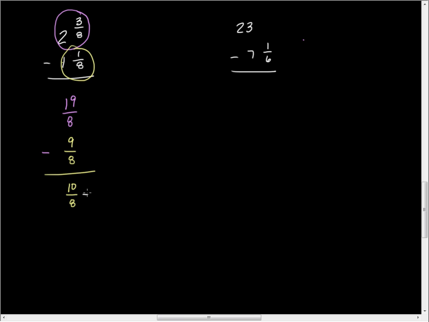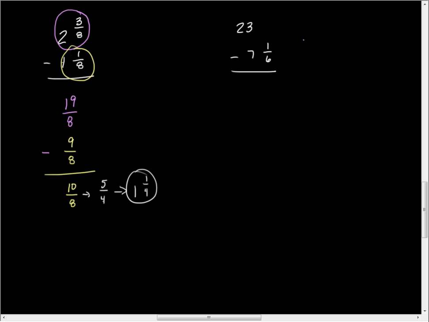When I do that, I want to convert that, but at first I want to reduce it because they're both even. It'll be 5/4. And then I can convert that to a mixed number. 4 goes into 5 once with 1 left over. And there's my answer.